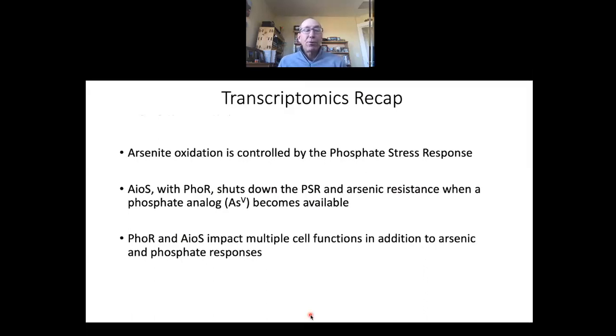So just to recap our transcriptomics data, it showed that arsenite oxidation is controlled by the phosphate stress response. AioS with PhoR shuts down the phosphate stress response and arsenic resistance when a phosphate analog, arsenate, becomes available. And PhoR and AioS impact multiple cellular functions in addition to arsenic and phosphate responses. So there are really broad implications to the cell in the presence of arsenic under low phosphate conditions.